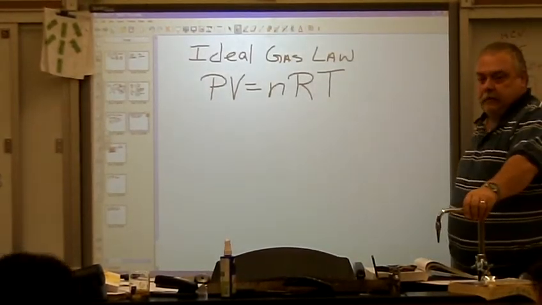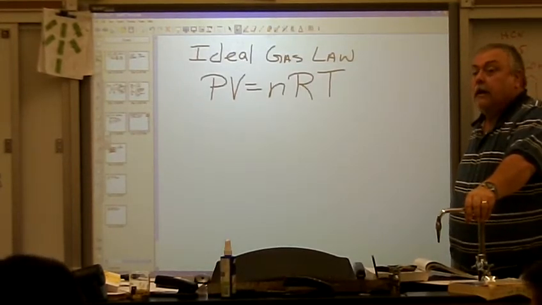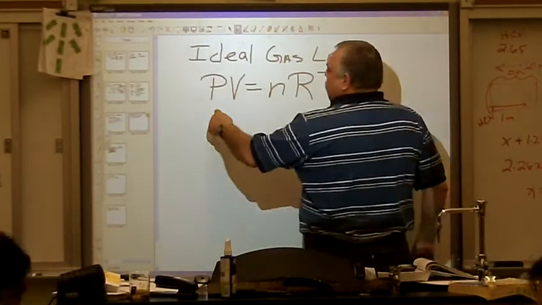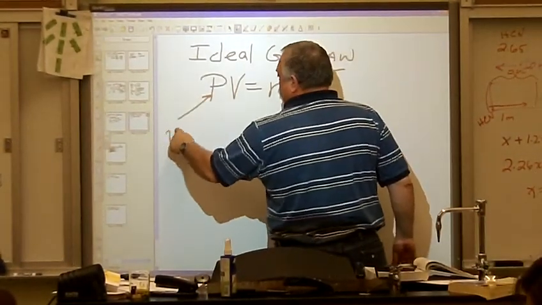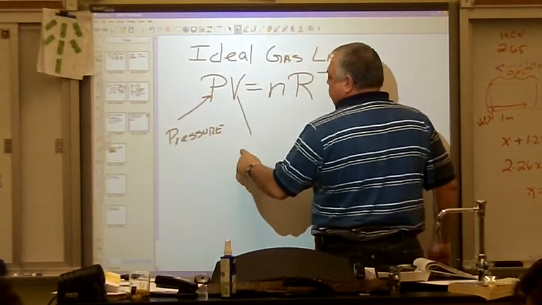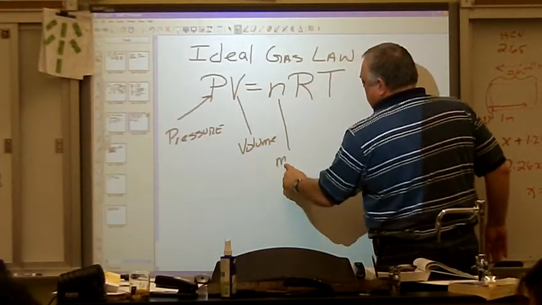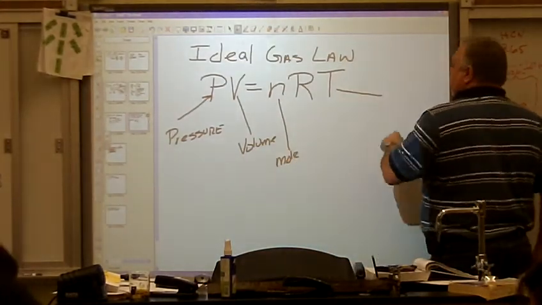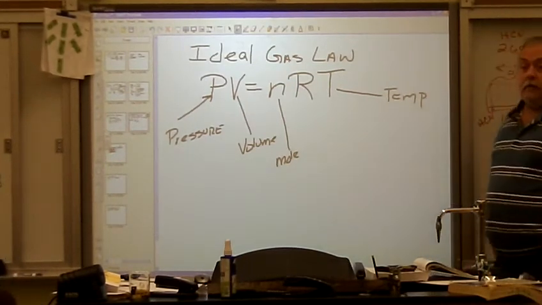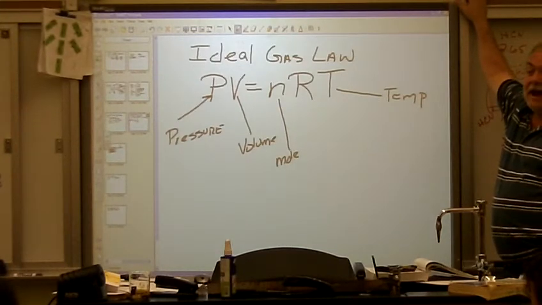PV equals nRT. Now, here's what we're going to need to know. P, of course, stands for pressure. V stands for volume. N stands for moles. And T stands for temperature. The only thing we don't know is R. Now, R is called the ideal gas law constant.